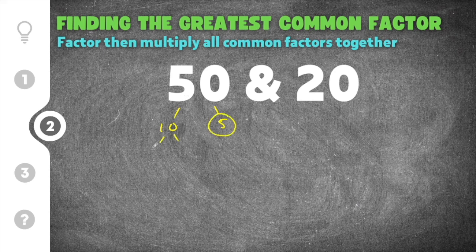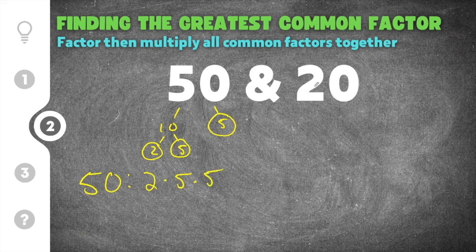So 10 is an even number. I'm going to factor out a 2. 2 times 5 is 10. 2, 5, and 5 are our prime factors for the number 50. So I'm going to write 50 is equal to 2 times 5 times 5. Those are our prime factors for 50.